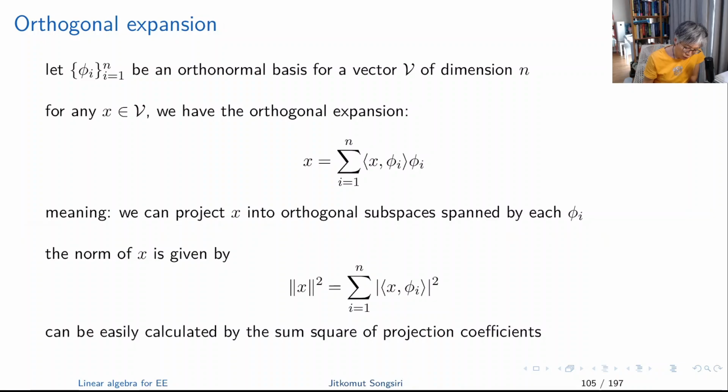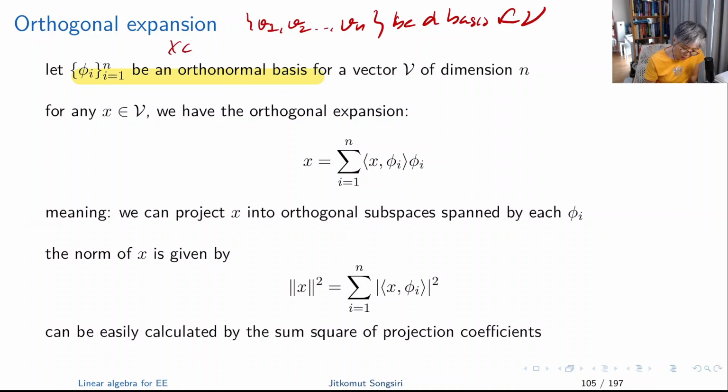Because if phi k is an orthonormal basis for the vector space, now I'm going to compare it with v1 and v2. So suppose this is just any other basis for V. If we want to represent x in the vector space V, we know that x is alpha 1 v1 plus alpha 2 v2 and so on up to alpha n vn. And you know how to represent x as a linear combination. The thing is you need to find alpha 1, alpha 2, and alpha n.